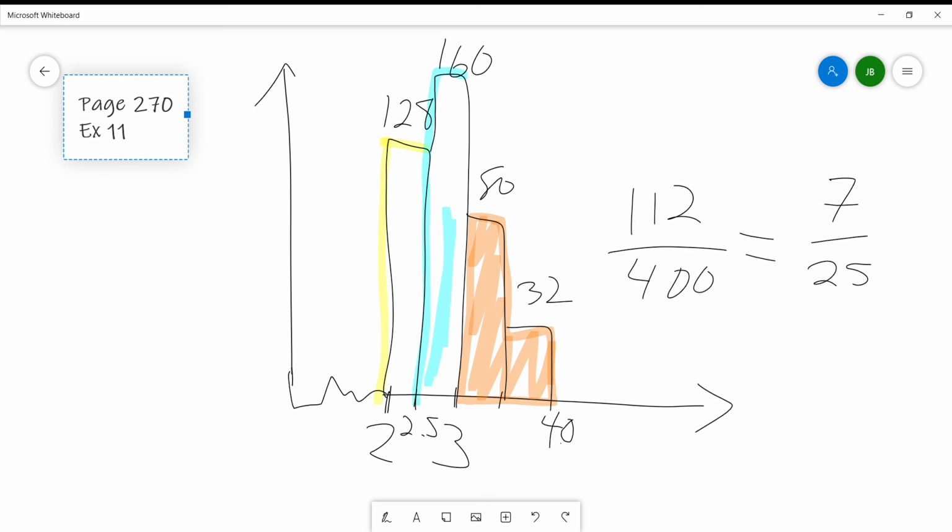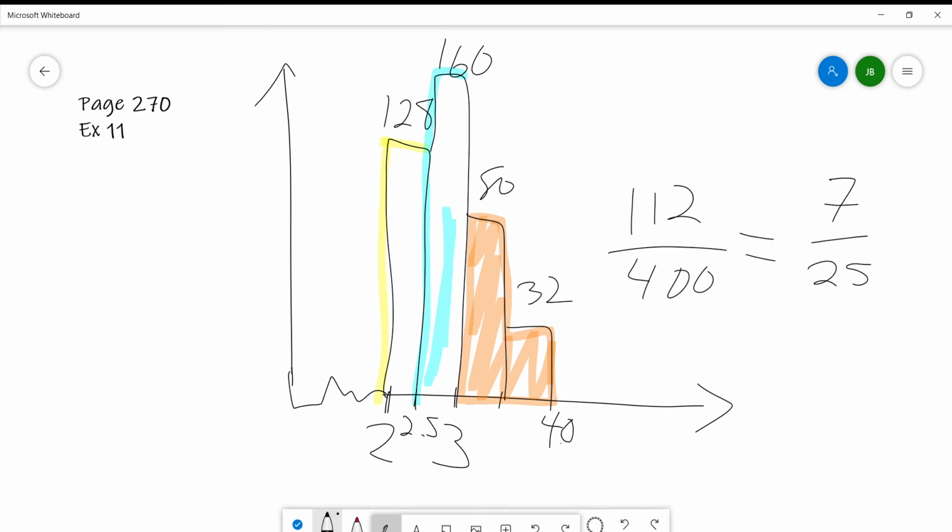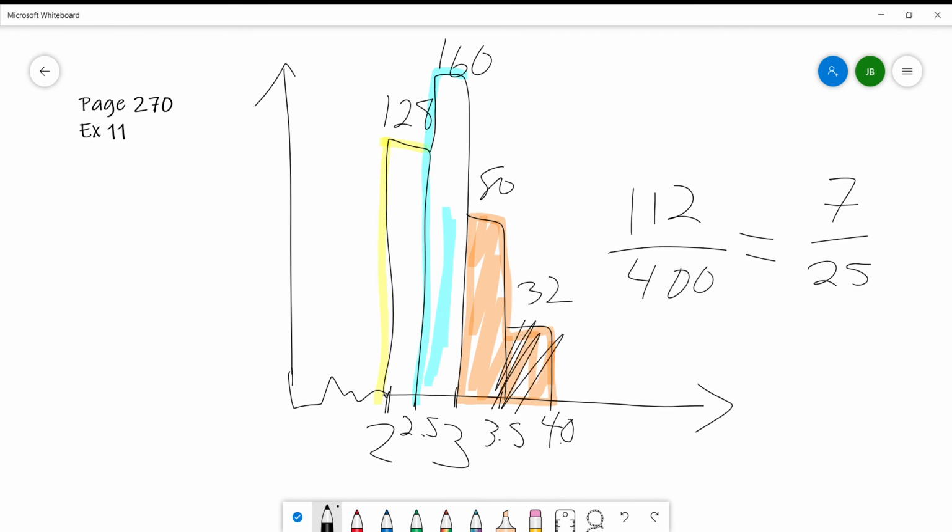B, find the relative frequency of students whose GPA is greater than or equal to 3 but less than 3.5. Okay, so now they just want this chunk. It's the same thing that we just did, but instead of including this, we're not going to include that, and we're just going to include this. So now we're doing it with 80. 80 out of 400 equals, now they want it as a percent. Oh, now they're changing it up. So 80 over 400 equals 20%. It's 1/5. 20%.